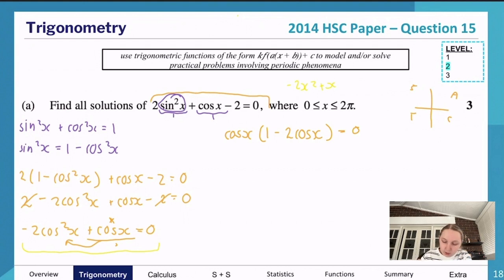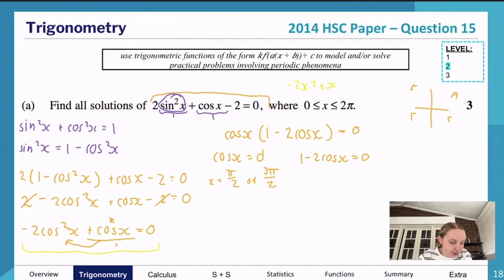And then from here, we can have two solutions, just like we would have if you did this with x's. You'd get cos x equals 0, or you'd get 1 minus 2 cos x is equal to 0, right? Because if we're multiplying these two terms together and they're giving us 0, at least one of our terms has to equal 0. Okay, so if we've got cos x equals 0, then we know that our x is going to be pi on 2 or 3 pi on 2.